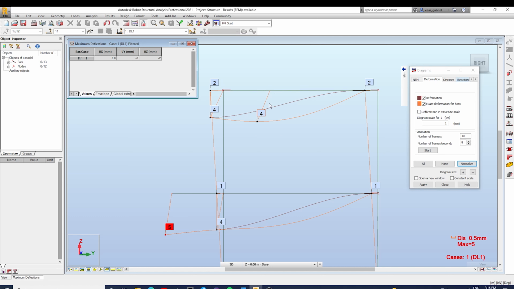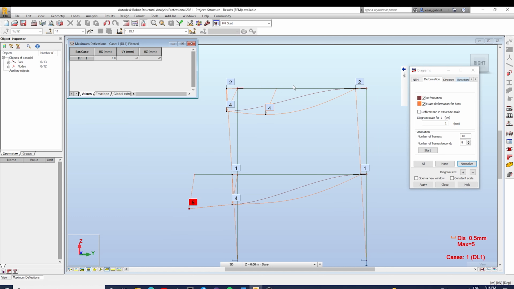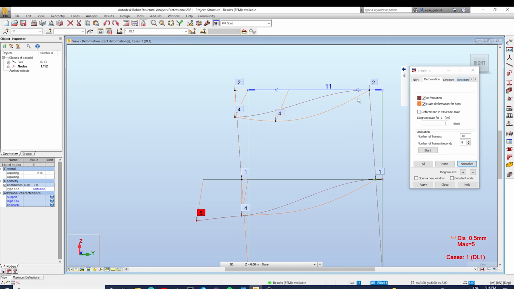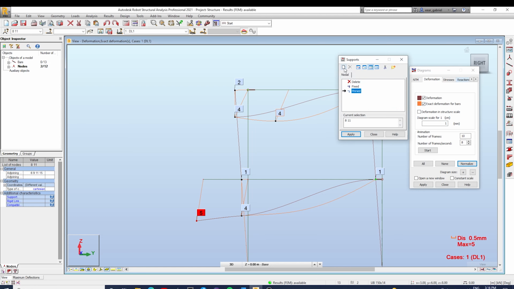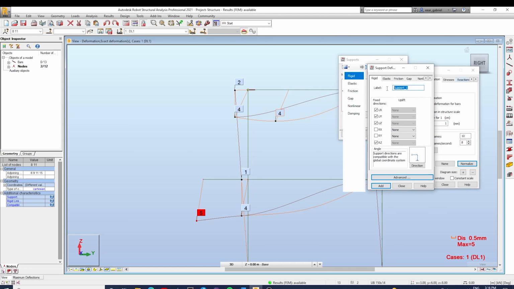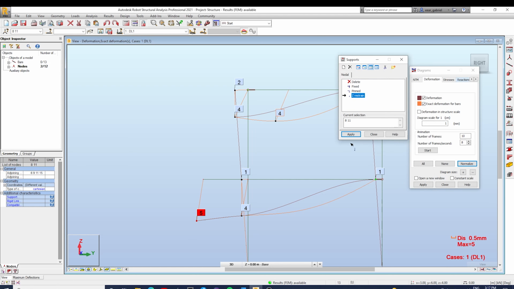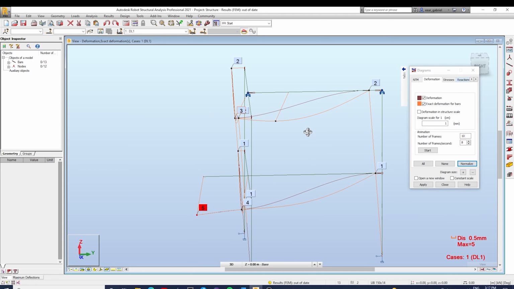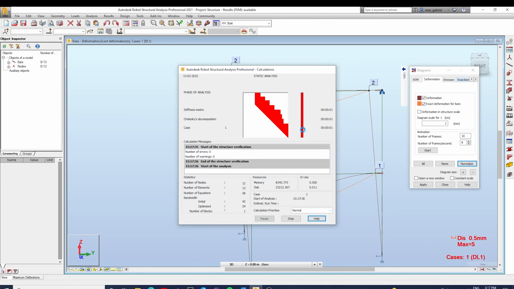Looking at bar 11, there is a 2 mm deflection. If the software you're using doesn't show the deflection separate for each axis, a little trick you can use is to apply supports at the ends of the bar, and these will give you the local deflection of that member. So here we get the same 2 mm deflection.